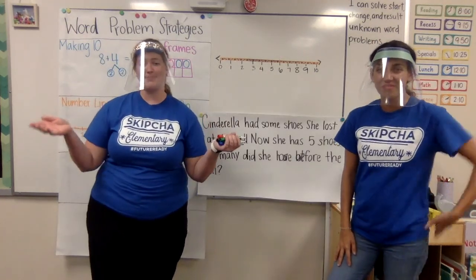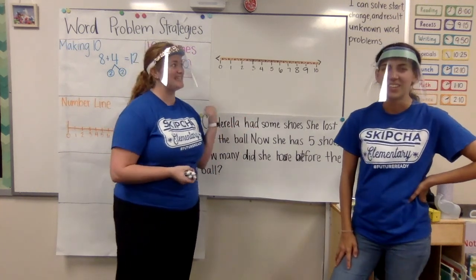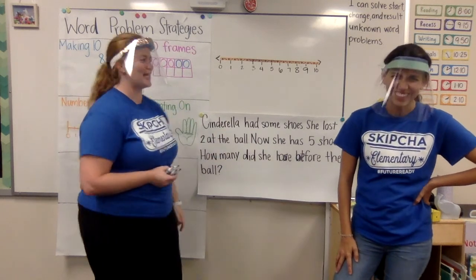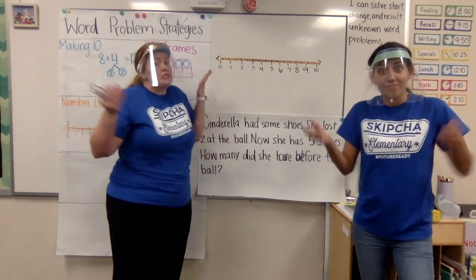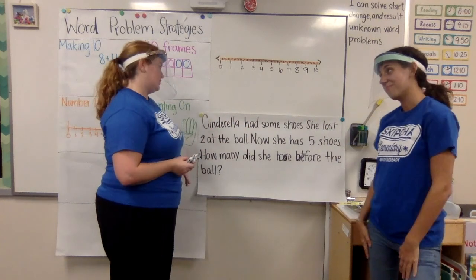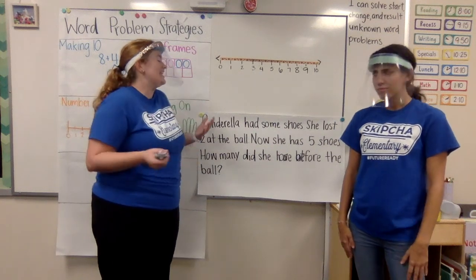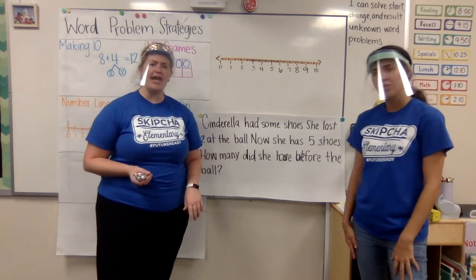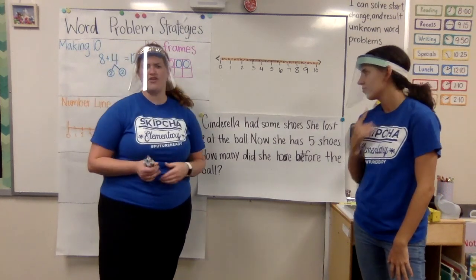Okay, here's our last problem. And Miss Lustico thought Snow White was the best princess, but this is Miss Lime's favorite princess. Ready? It says Cinderella had some shoes. She lost 2 at the ball. Now she has 5 shoes. How many did she have before the ball?